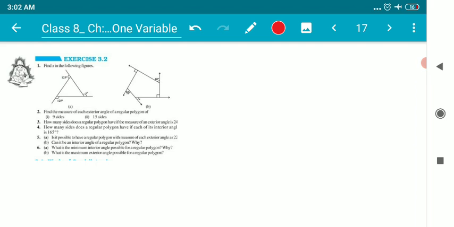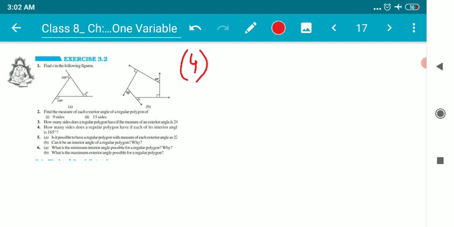Children, we have been dealing with exercise 3.2 of the chapter Understanding Quadrilaterals, chapter 3. And in the previous video, I had already discussed question number 3. 1 to 3 is done. So I'm just starting from question number 4 of this exercise.